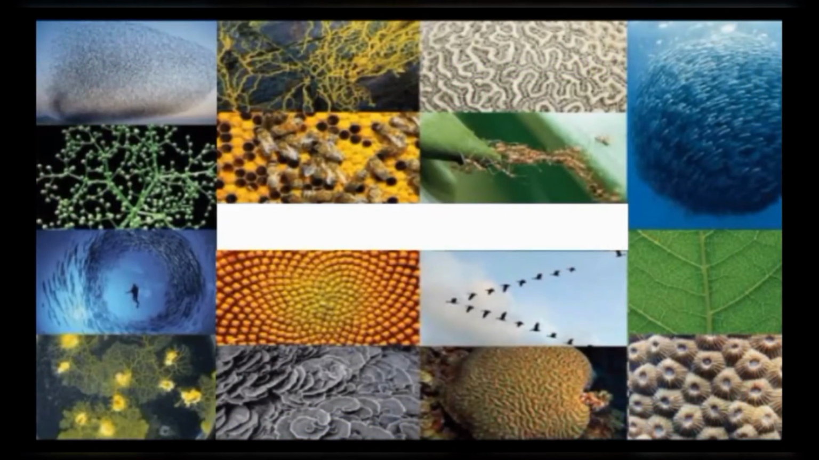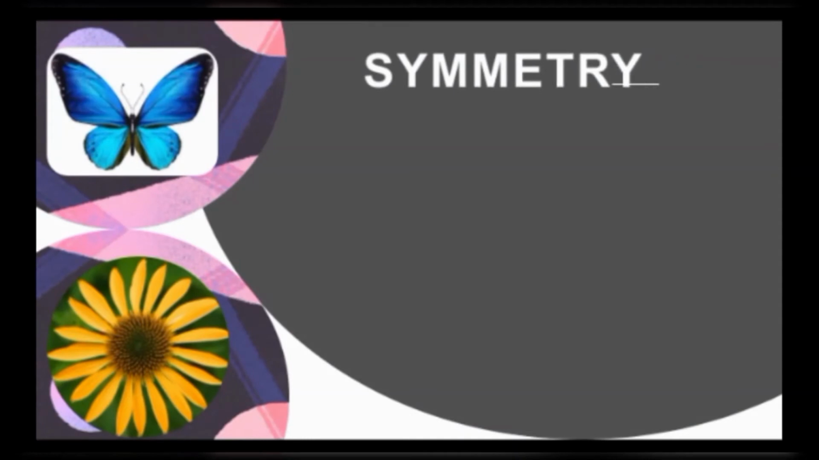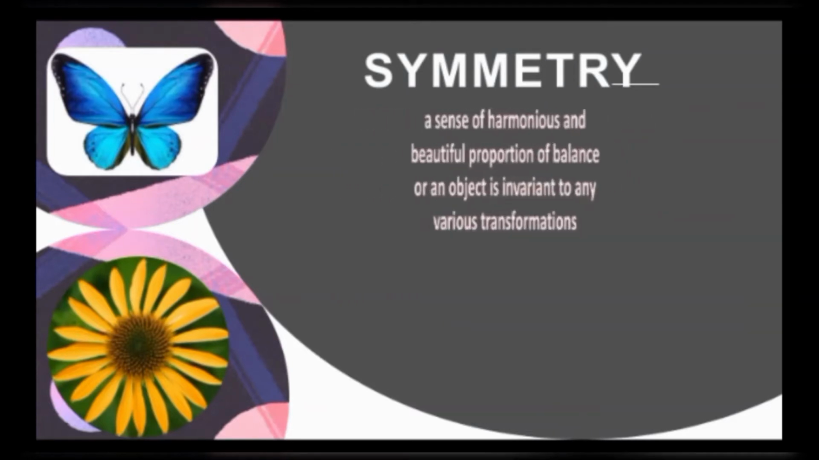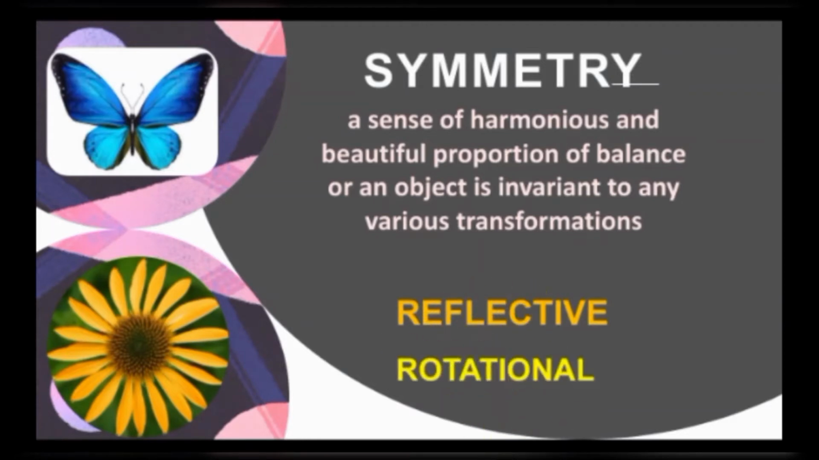Let us learn the types of patterns. The first pattern is symmetry, a sense of harmonious and beautiful proportion and balance, or an object is invariant to any various transformation. Symmetry can be categorized into two, the reflective and rotational symmetry.